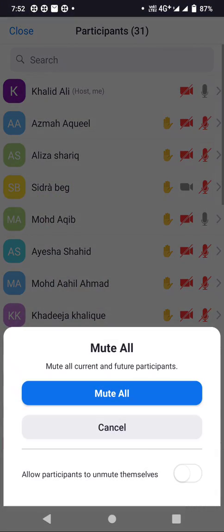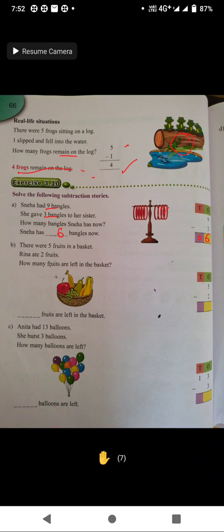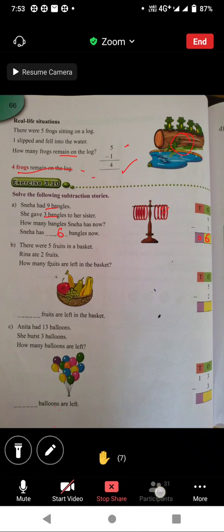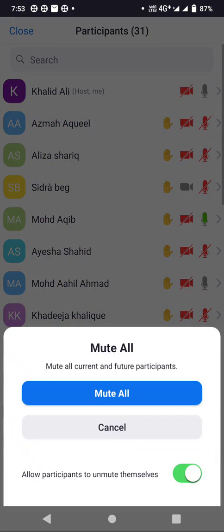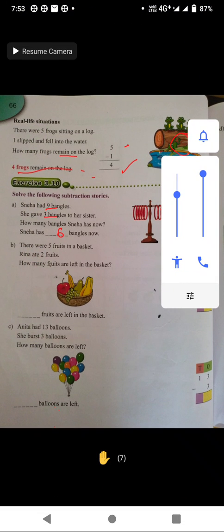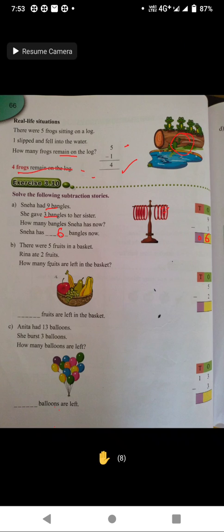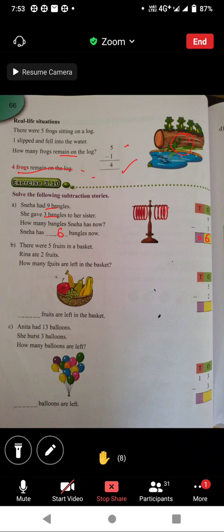So yes, students, all of you done this? Yes, sir. Yes, sir. Yes, sir. Okay, students, so now come on page number 67.